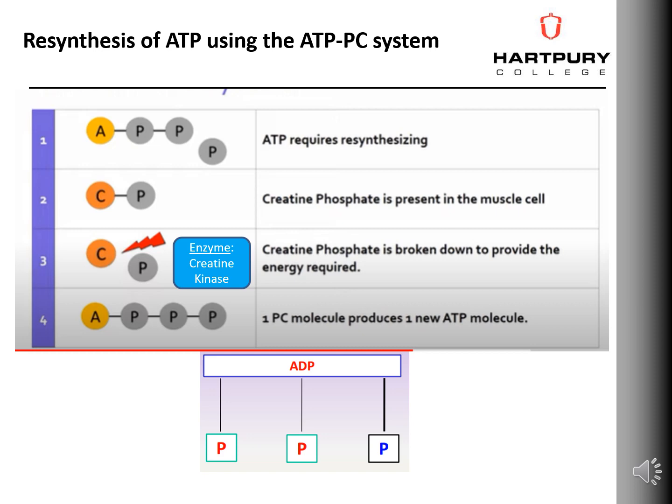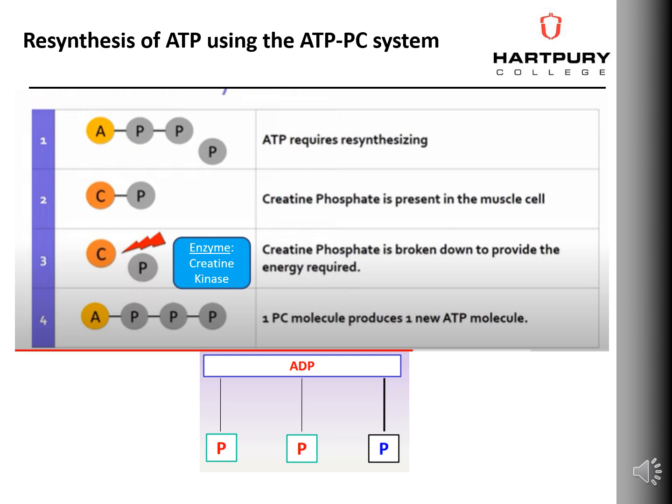How do we resynthesize in the ATP PC system then? So it's a 4-stage process. The first stage, ATP requires resynthesizing, like I said, because we've got ADP, it's got to be turned into ATP for energy. We are then left with this floating, unattached phosphate molecule, which can be broken down from creatine phosphate, and that's present in the muscle cell. In the 3rd stage, creatine phosphate is broken down to provide the energy required, and that's through the enzyme creatine kinase.